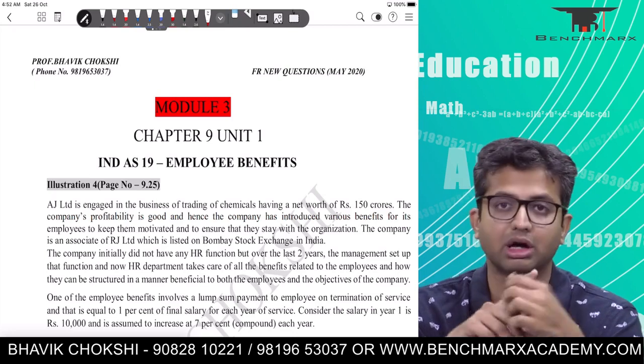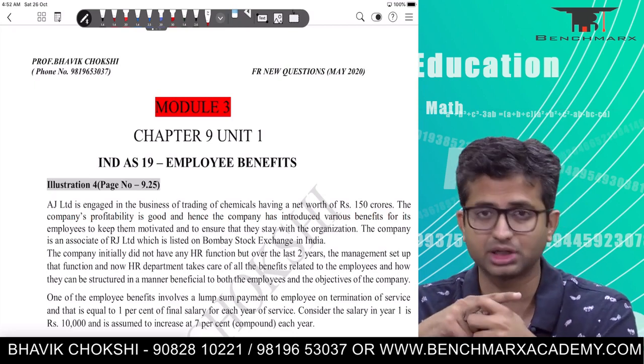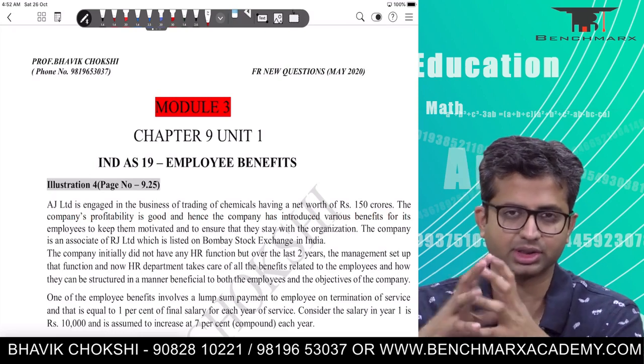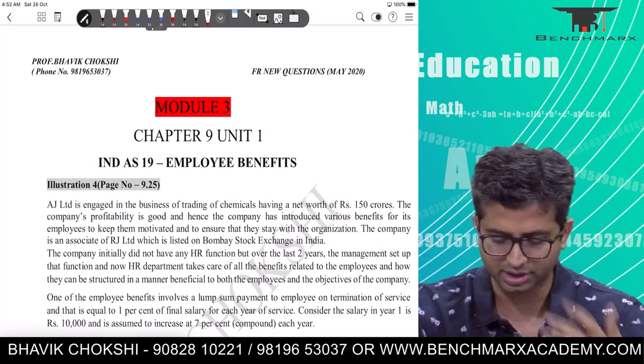Now the new additions are in the form of employee benefits, Ind AS 19. There are fairly good questions over here. We'll try to solve these questions as well. So let's get started.